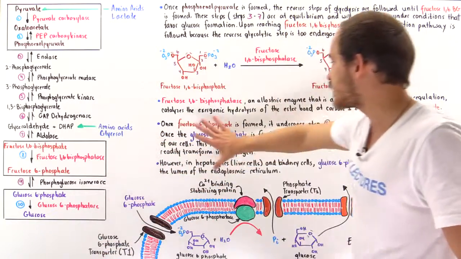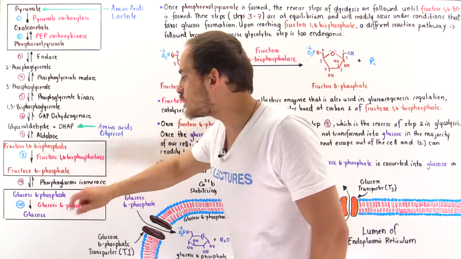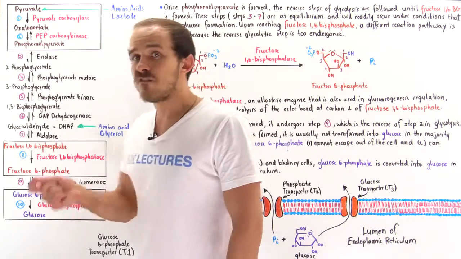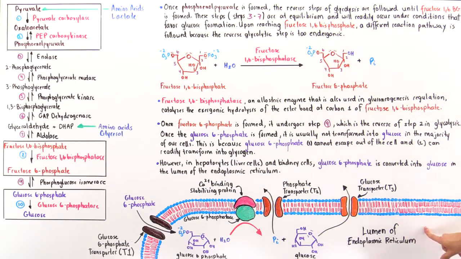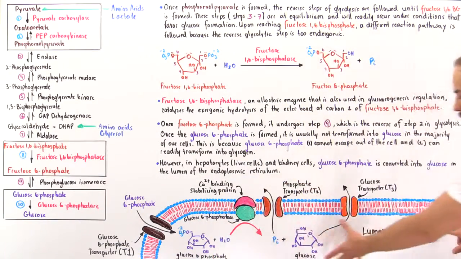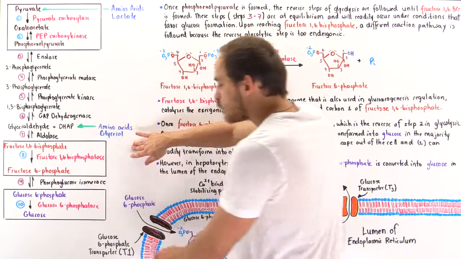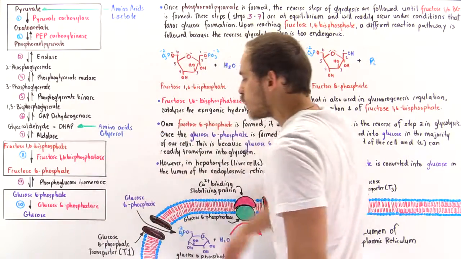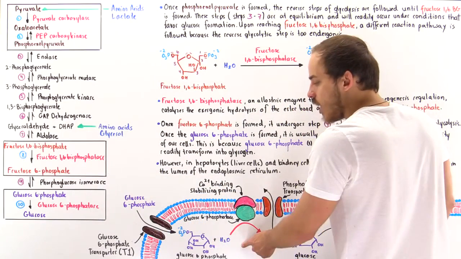Let's imagine this is the cytoplasm of our cell. So we have the glucose 6-phosphate. What happens next is we use a special type of membrane protein found on the membrane of the endoplasmic reticulum. So this is the membrane of the ER, and this is the lumen of the ER. And so what happens is, by using a special membrane protein known as T1, or glucose 6-phosphate transporter, the glucose 6-phosphate enters the lumen of the ER.